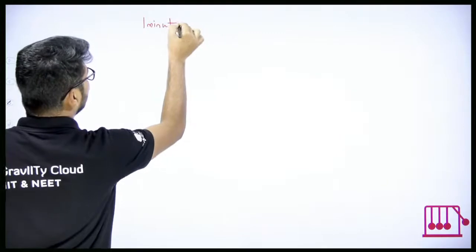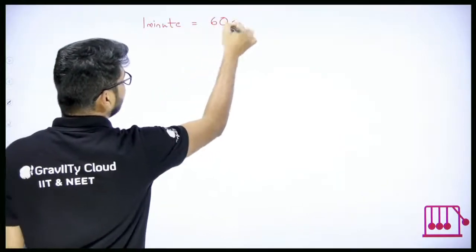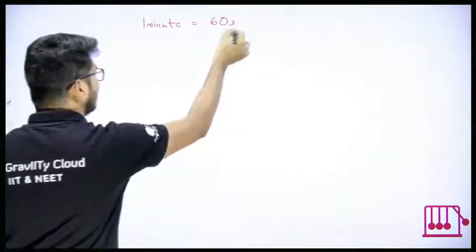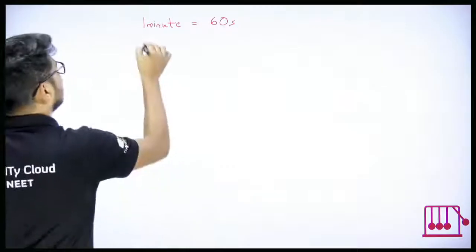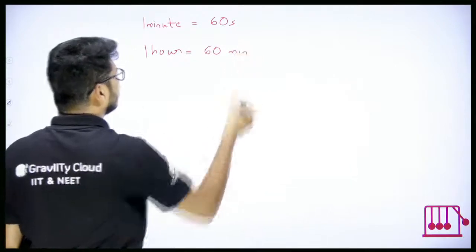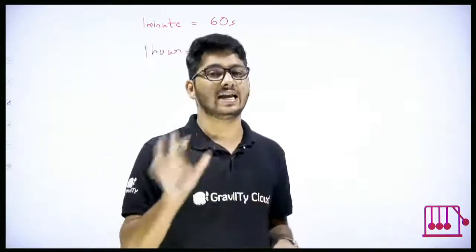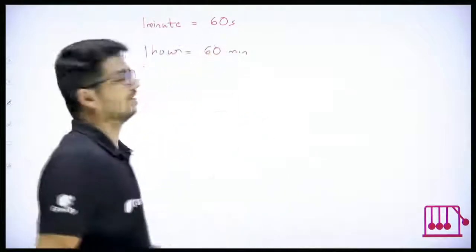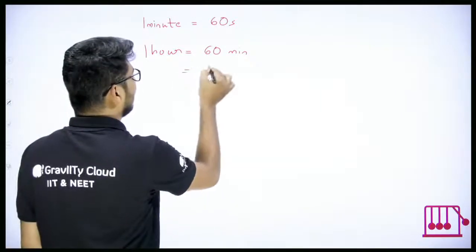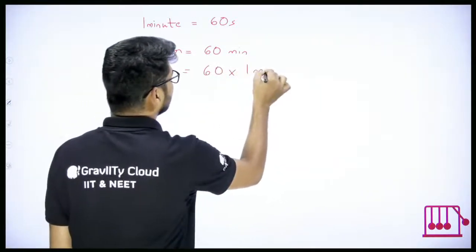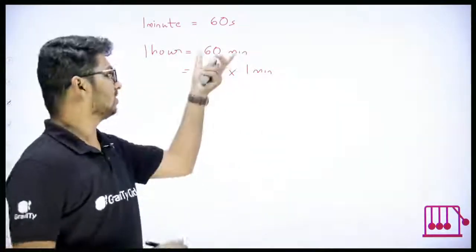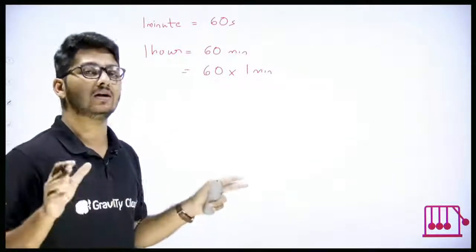Let's say we have minute. What is 1 minute equal to? 1 minute is equal to 60 seconds. S will mean seconds. Then you have 1 hour. What is 1 hour equal to? 1 hour is equal to 60 minutes. MIN will refer to minutes. So 60 minutes. Now, can I write this as 60 into 1 minute? 60 into 1 is equal to 60. So 60 minutes can be written as 60 into 1 minute.